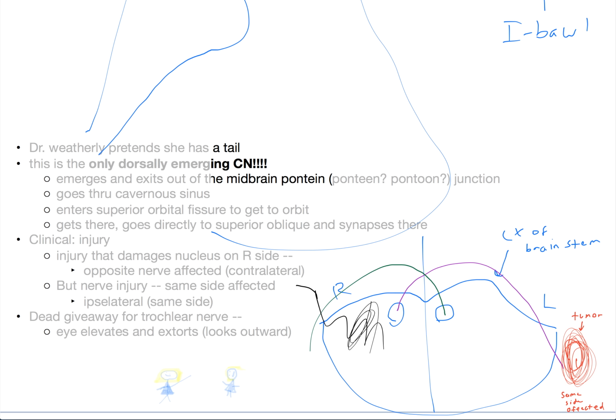How do you injure the nuclei? A brainstem injury like a stroke would be the most common thing. So something that would lose blood supply to that nucleus.